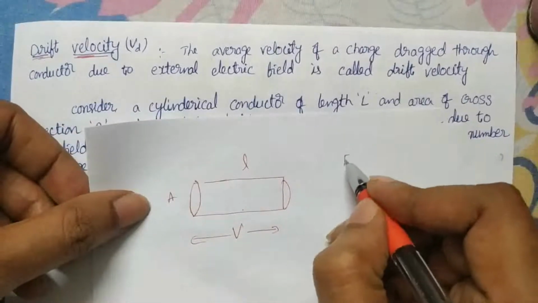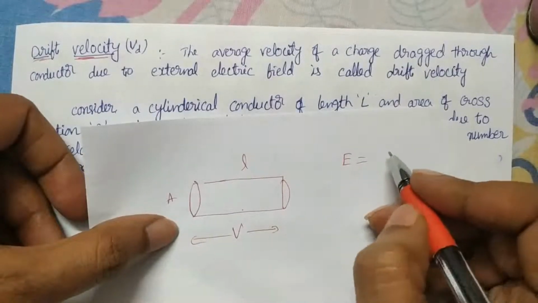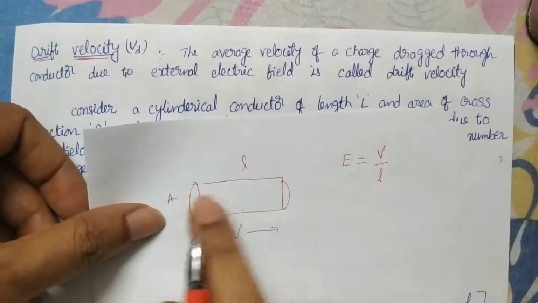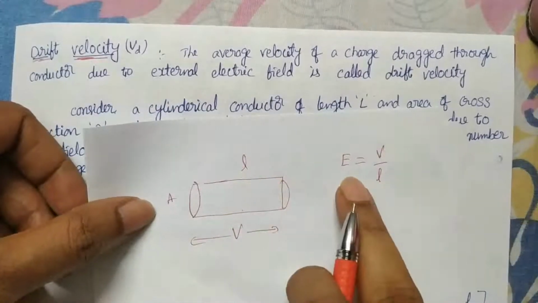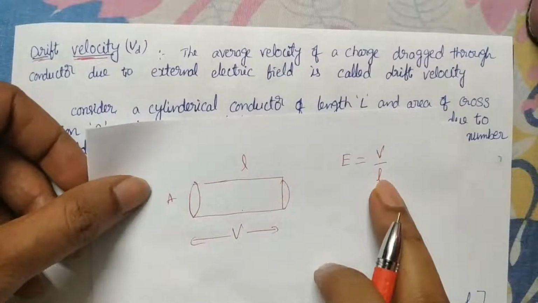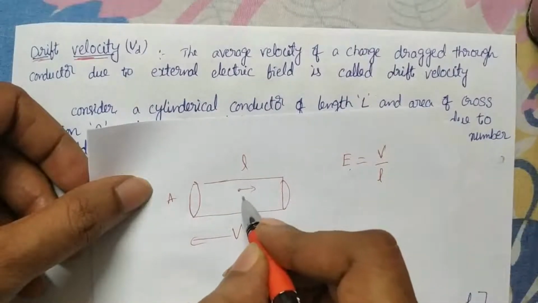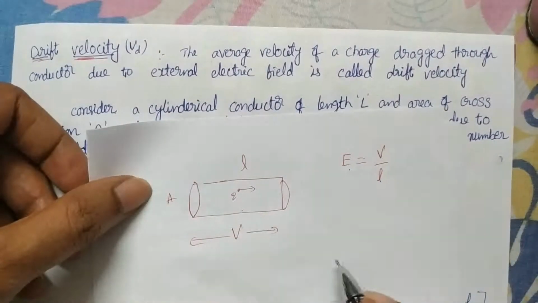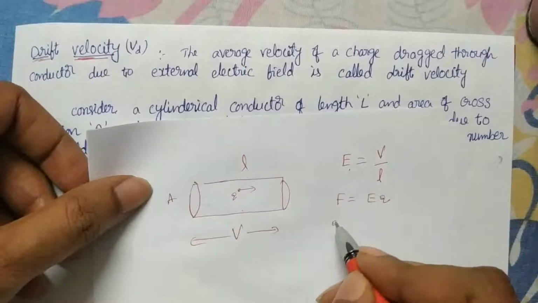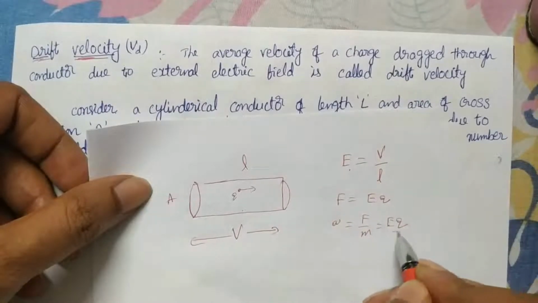We have one relation from the electric potential concept: potential difference by length of the conductor gives field intensity, or you can say potential difference per unit length. Due to this field, acting like this, a charged particle experiences a force F equal to EQ. The acceleration is force by mass, that is EQ by M.